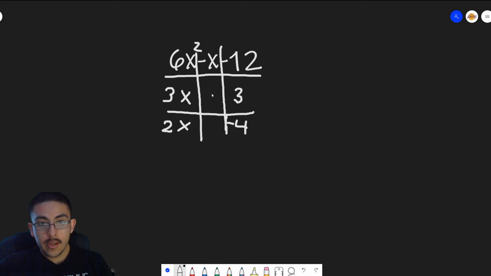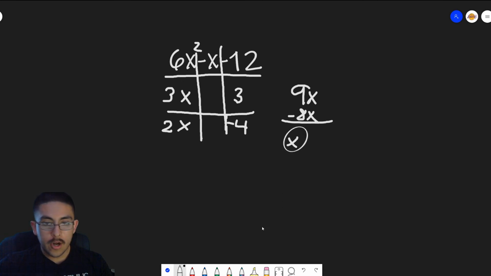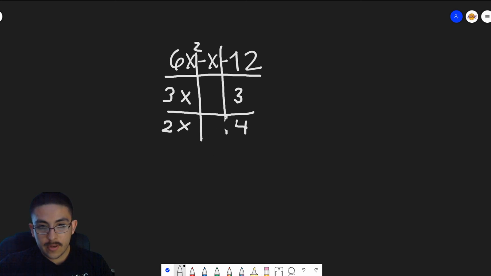And then 3 times 3 is going to be 9x. Multiplying across, 2 times negative 4 is going to be negative 8x. We're going to add 9 minus 8x. We're going to have x. Once again, it wore off a little bit. So that just means that the negative is in the wrong spot. But we're getting x. We just need to make it negative.